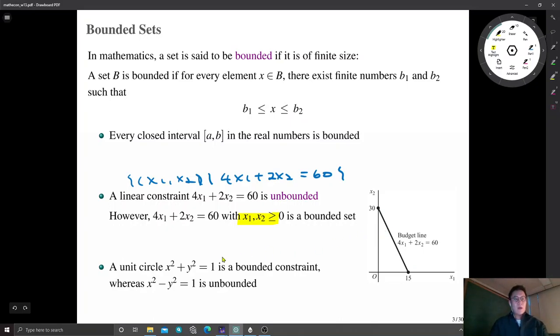Another example of a bounded set is a unit circle, x squared plus y squared is equal to 1. In this case, the two variables lie between -1 and 1, so it is a bounded set. But if we change the sign in the middle to negative, then it becomes unbounded.